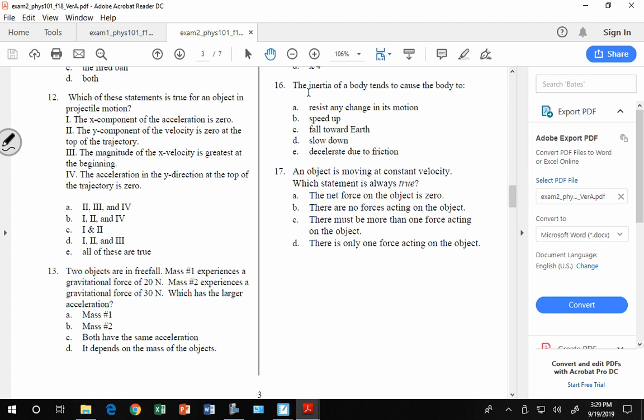Yeah, true. Zero, so yes. The x component of the acceleration is 0. That means it doesn't accelerate in the x direction. That means the velocity in the x direction is always the same. So yeah, that first statement's true.